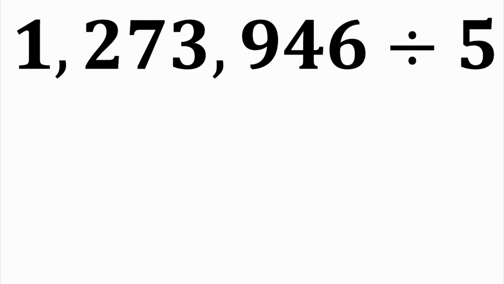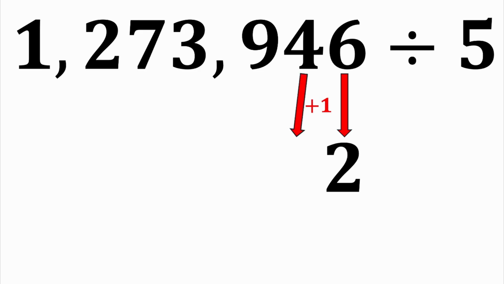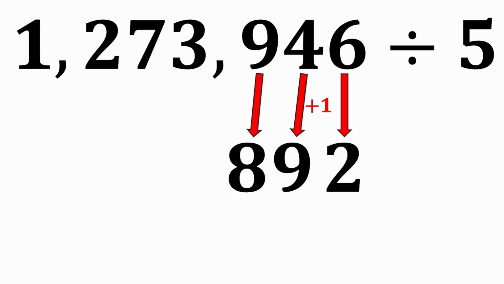Absolutely. Let's double the number. 6 times 2 is 12. We keep the 2, carry the 1. 4 times 2 is 8, plus the 1 we carried is 9. 9 times 2 is 18, we keep the 8, we carry the 1. So 3 times 2 is 6, plus the 1 we carried is 7.